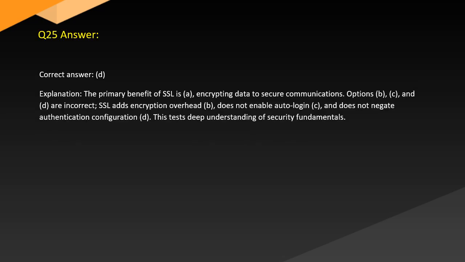Answer. Correct answer. D. Explanation. The primary benefit of SSL is encrypting data to secure communications. Options B, C, and D are incorrect. SSL adds encryption overhead, B. Does not enable auto login, C. And does not negate authentication configuration, D. This tests deep understanding of security fundamentals.